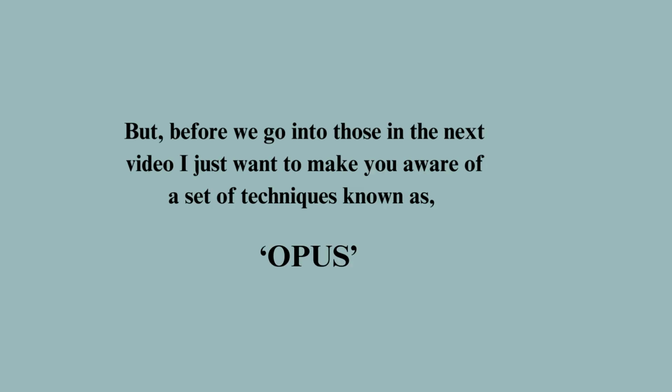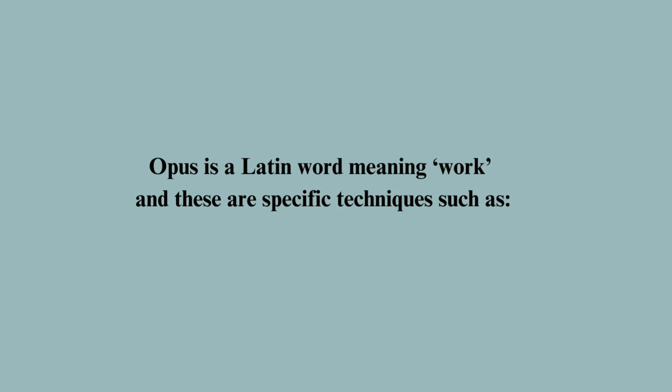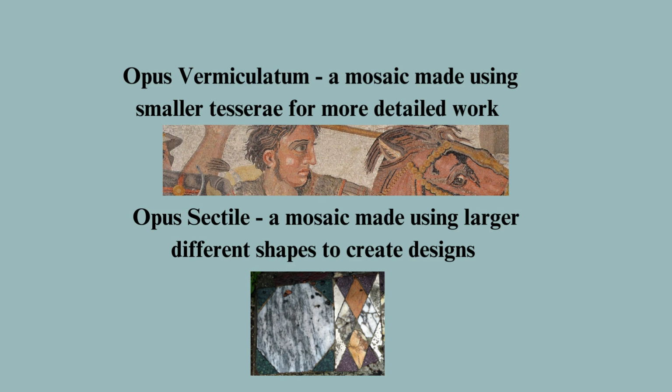Before we go on to the next video, which is how we put this all into practice and what you're actually looking at, I want you to know something that you'll hear as well, which is a thing called opus, and a set of techniques. Opus is a Latin word meaning work, and these are specific techniques such as opus vermiculatum, a mosaic made using small, finer tesserae for a lot more detailed work. You've got opus sectile, a mosaic made using larger, different shapes to create designs.